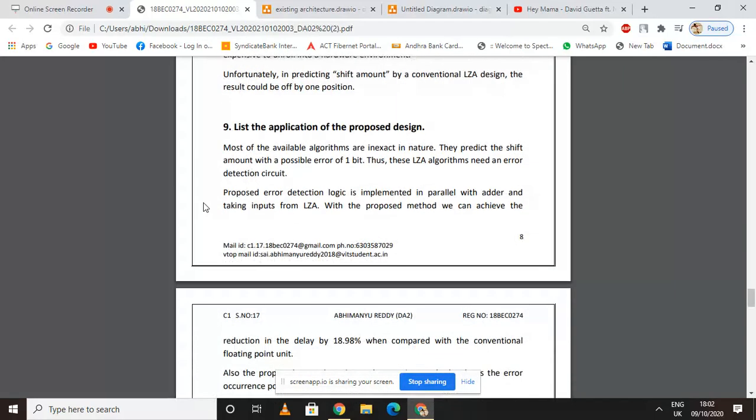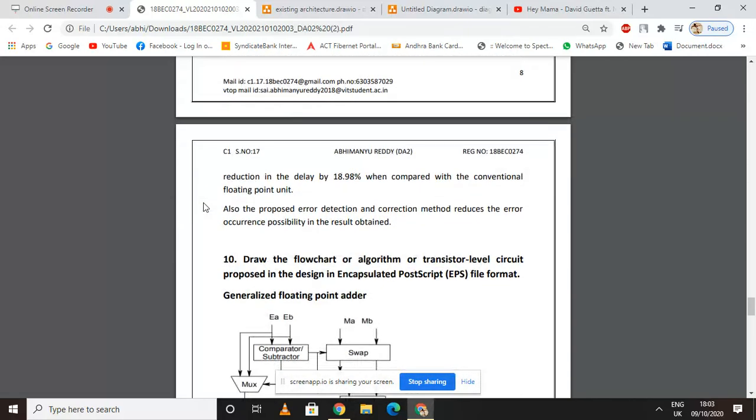And the applications of the proposed design are some of the following. That is, most of the available algorithms are inexact in nature. They predict the shift amount with a possible error of 1 bit. The proposed error detection logic is implemented in parallel with adder taking input from the LZA. So with this proposed method, we can achieve the reduction in the delay by 18.98% as we have discussed before when compared with the conventional floating point unit. Also, the proposed error detection and correction method reduces the error occurrence possibility in the result obtained.